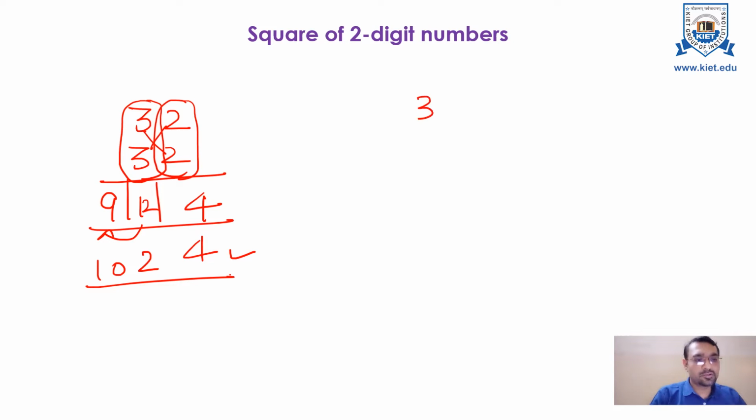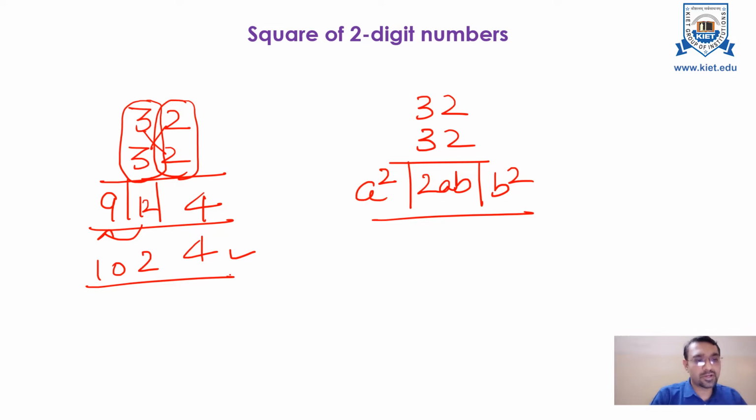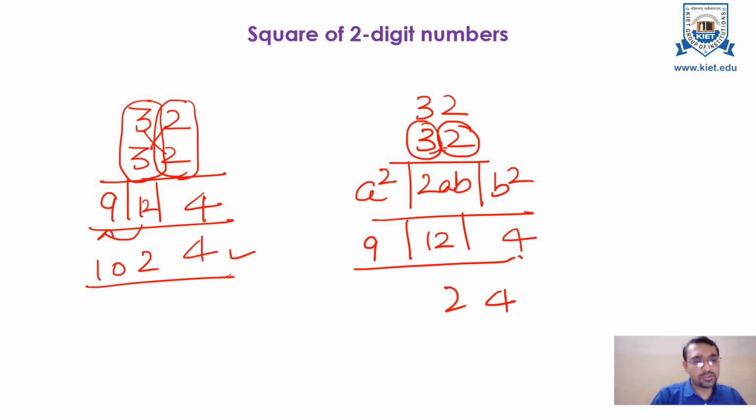You can also solve this number like this: 32 and 32. You can fill the leftmost digit with a square, the central term with twice ab and the rightmost digit with b square. So b square is 2, 2 square is 4, a is 3, 3 square is 9, and twice ab: 3 2 is 6 and 6 into 2, 12. So 4, 9, plus 2, 9 plus 1, 10. So 1024 will be your answer.